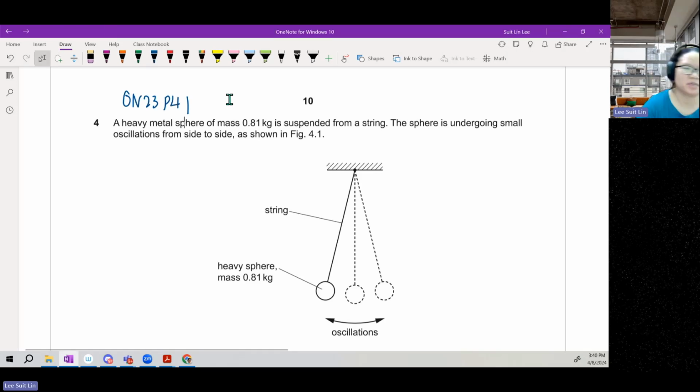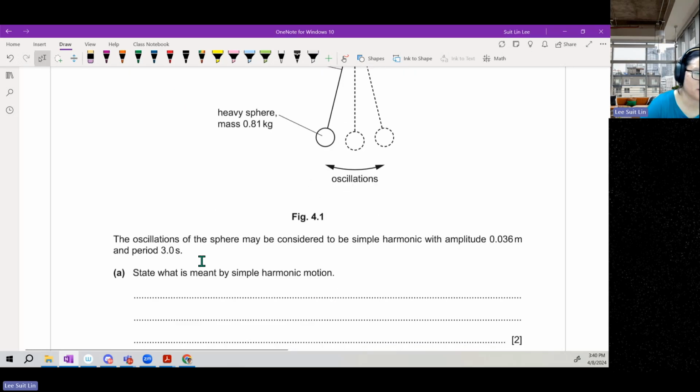A heavy metal sphere of mass 0.81 kg is suspended from a string. The sphere is undergoing small oscillations from side to side. Familiar question. The oscillation of the sphere may be considered to be simple harmonic with amplitude and period.